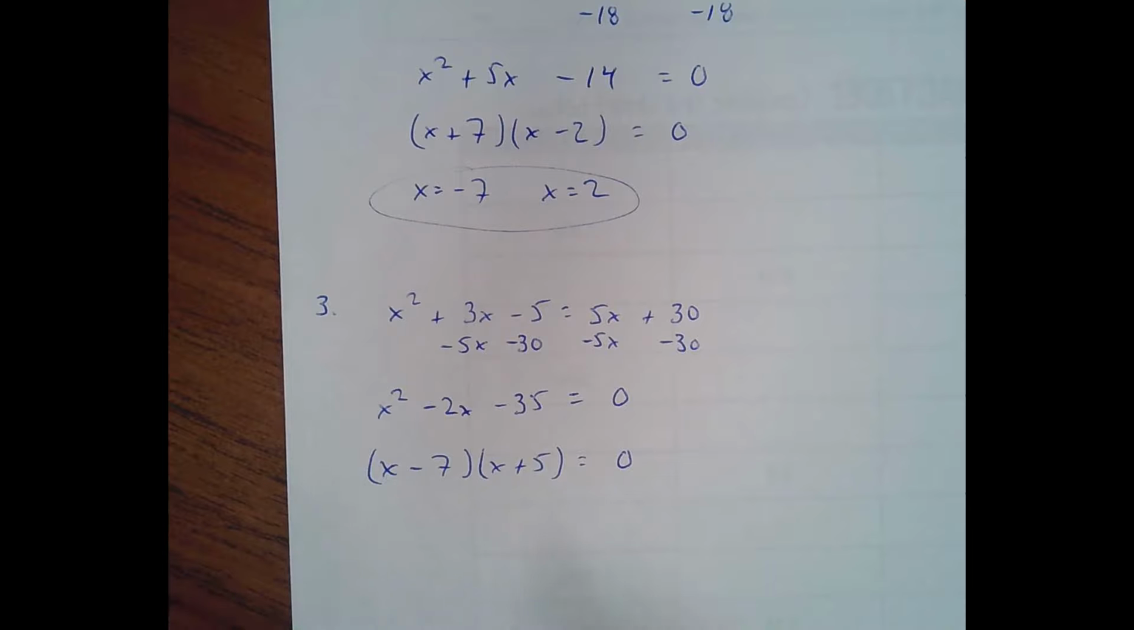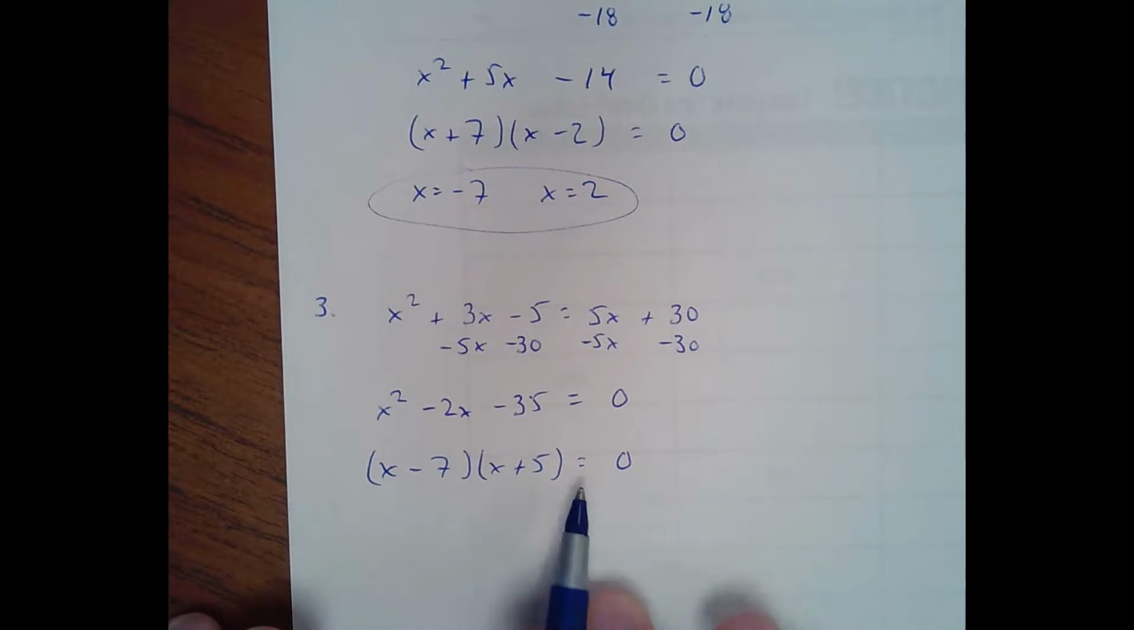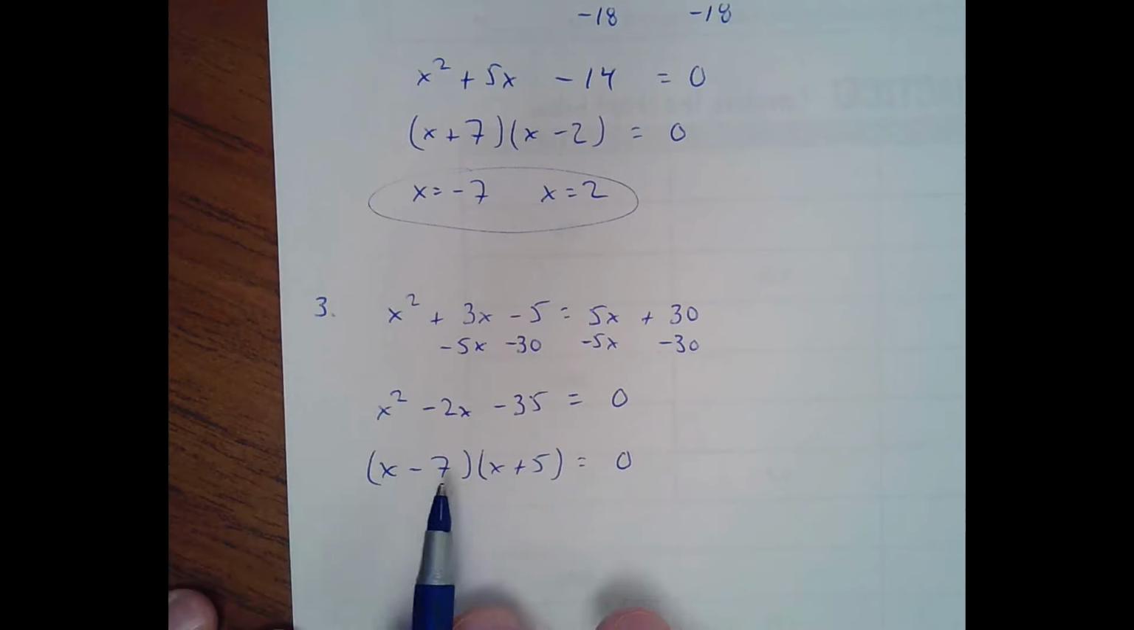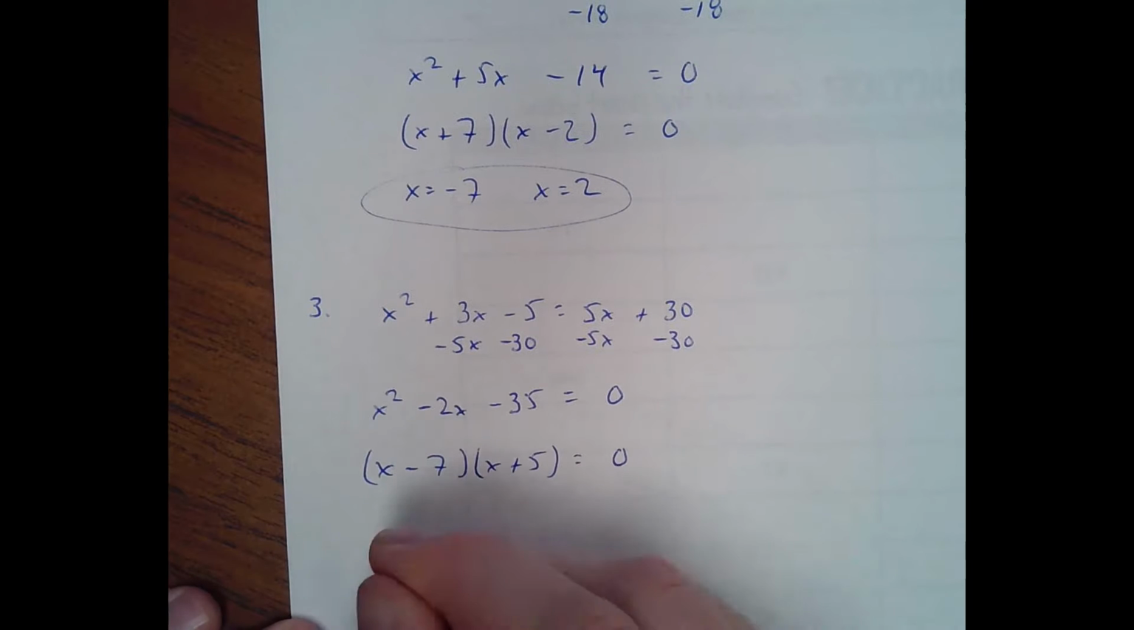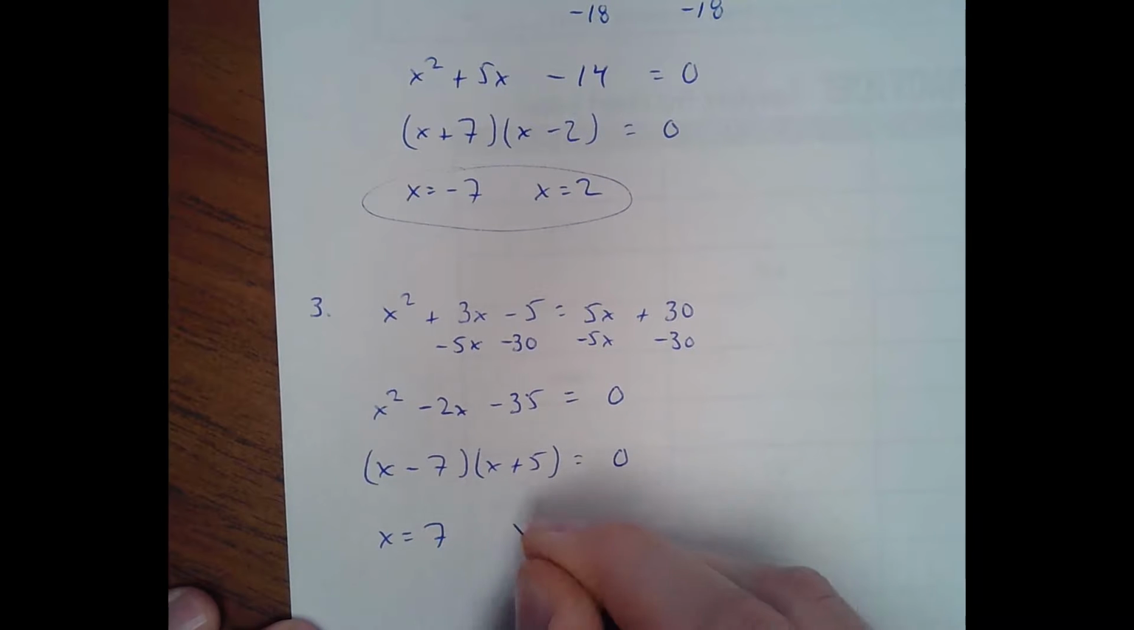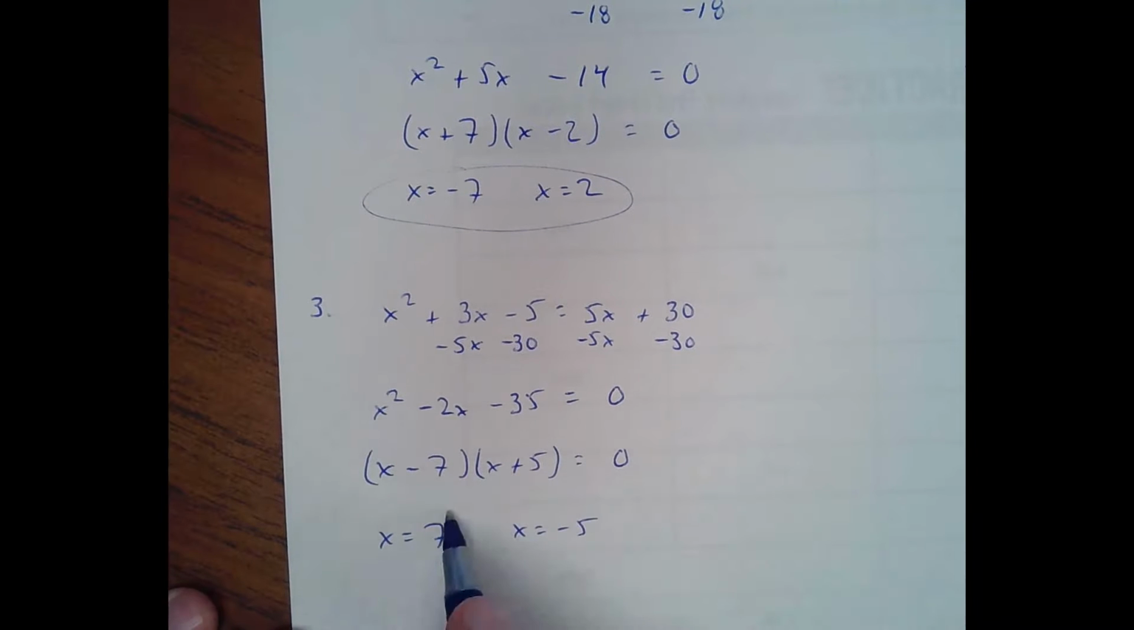Now remember, we talked about this in class. Make sure you don't leave it at this step. You haven't solved anything. You've just rewritten it in factored form. You haven't actually said what the solutions are. What does x equal? So what makes this 0? What makes this 0? 7 makes this one 0. Negative 5 makes this one 0.